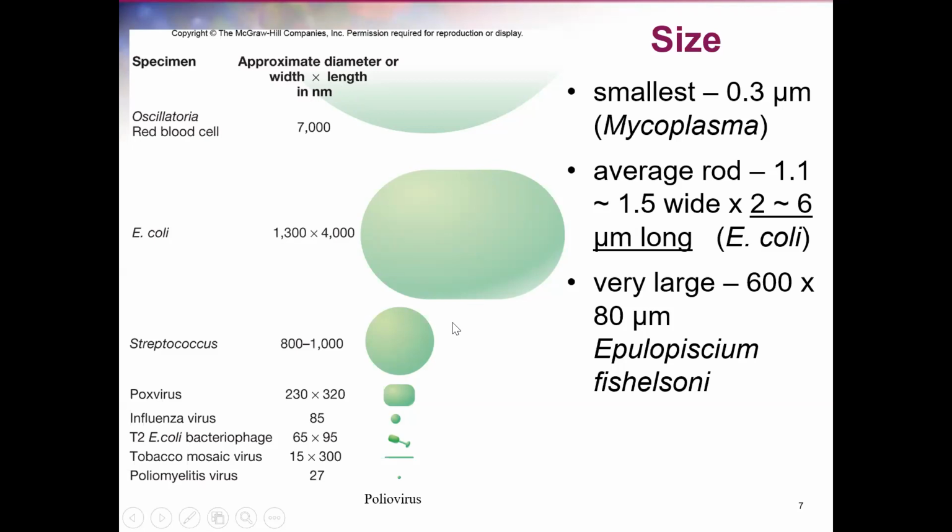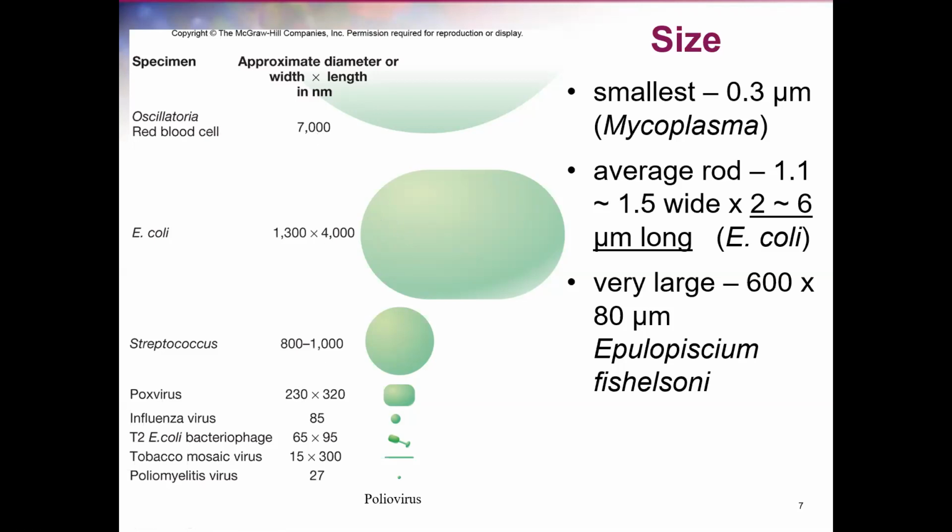Then you can see I also have different sizes for other microbes. This is Oscillatoria, essentially a kind of cyanobacteria. You can see they're quite large, right? Then some Streptococcus is a little bit smaller, like just 1 micrometer.